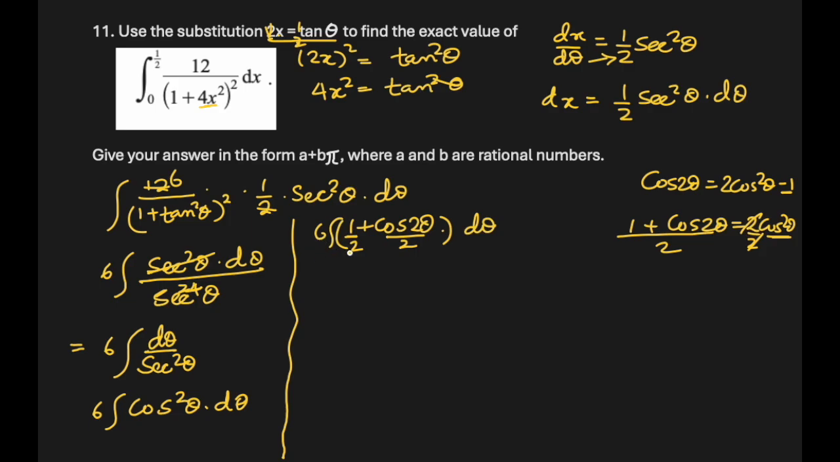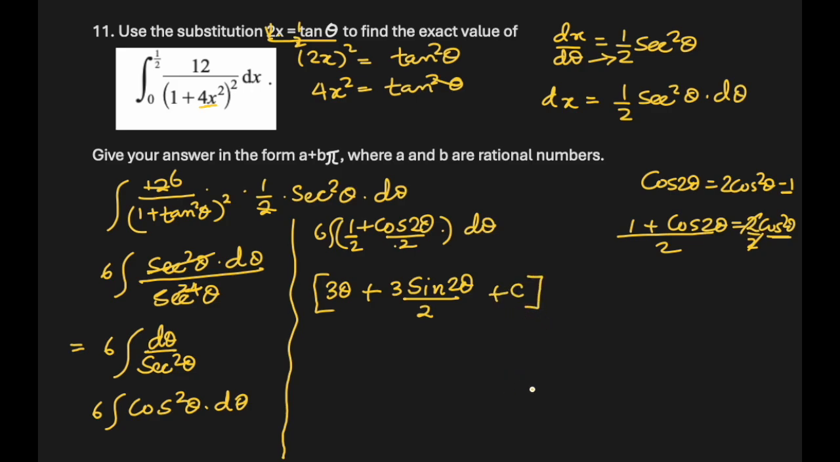Alright, 6 times half is 3, and if I integrate that 3, I'll get 3 theta, isn't it? Plus, again this 2 also cancels with 6, so 3, and what is the integration of cos 2 theta? Sine 2 theta over 2. This is the integration of cos 2 theta. Then we'll have c here and some limits.